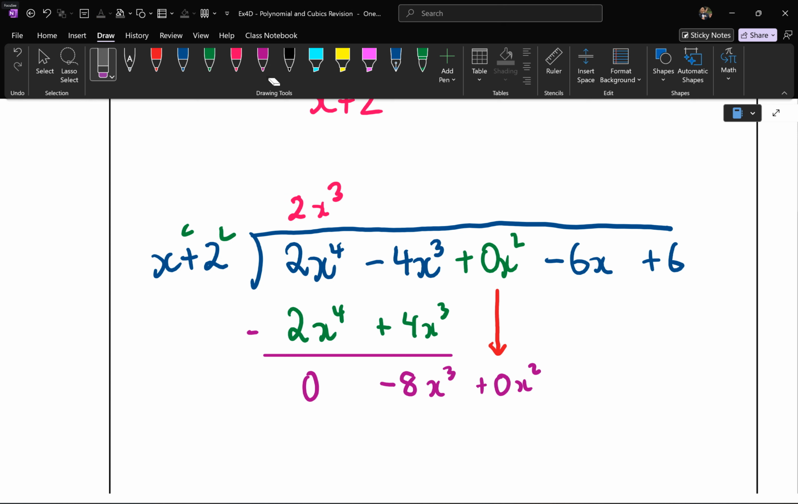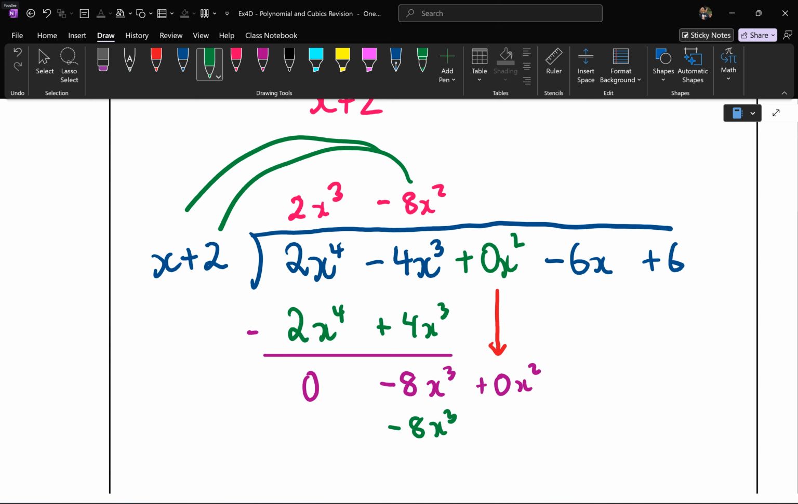So what's the next number? Can I please have Xavier? What would you put next? Very good. We've got negative 8x squared multiplied to x will give me negative 8x cubed. But don't forget, you also have to multiply the 2 as well. So that gives you negative 8. Oh, no, not negative 8. Negative 16x squared. And again, you find the difference.